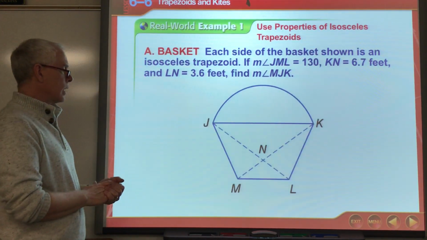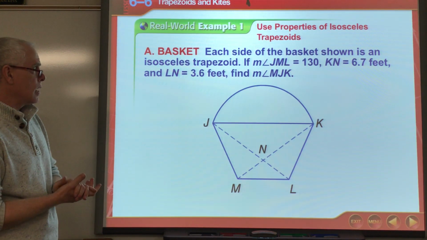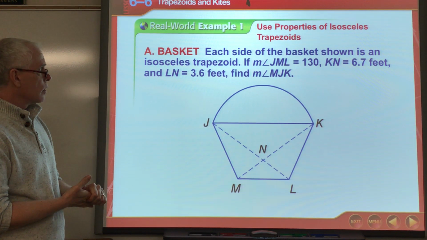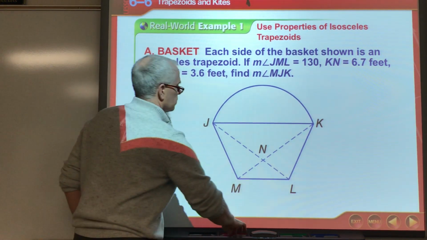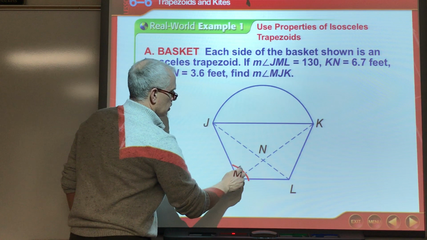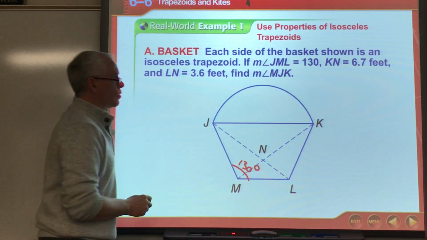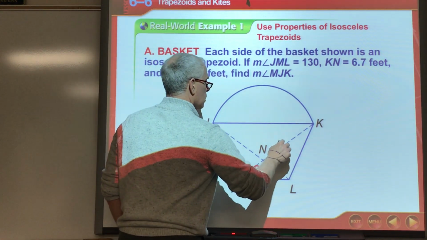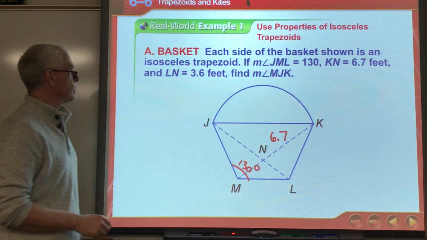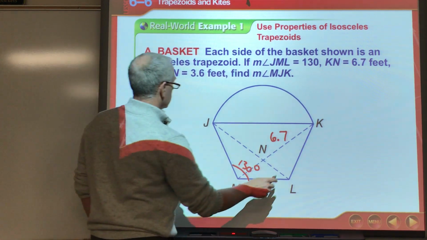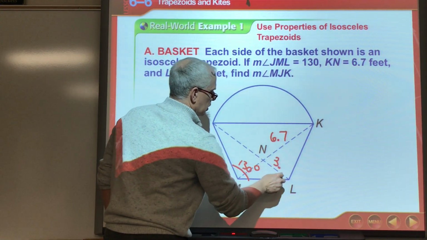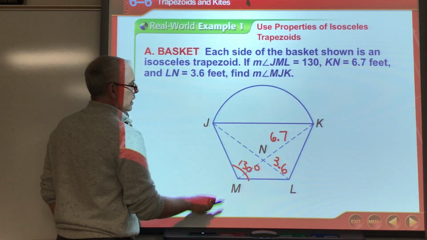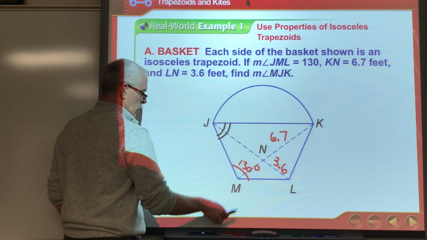Okay? So let's take a look at this. If the basket there has the shape of an isosceles trapezoid, the measure of angle JML is 130 degrees. KN is 6.7. LN is 3.6. They want me to find the measure of angle MJK, this one here.